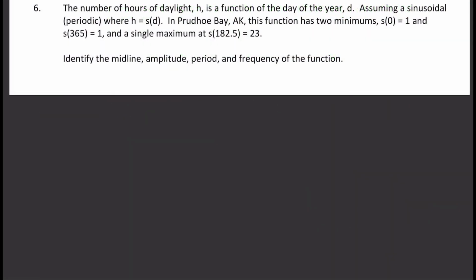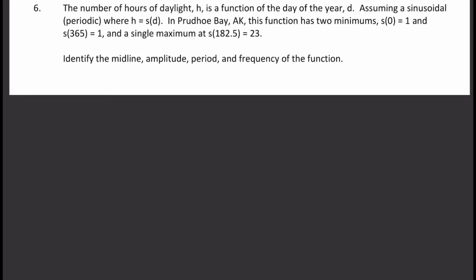Number 6 is another periodic function. This one talks about the number of hours of daylight as a function of the day of the year, and we're looking at Prudhoe Bay, Alaska. The function has two minimums, s of 0 equals 1 and s of 365 equals 1, and a single maximum, s at 182.5 is 23.